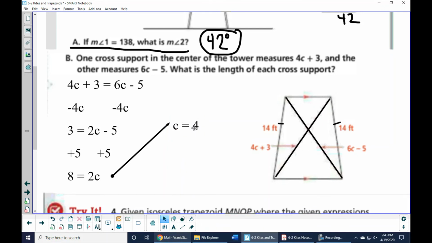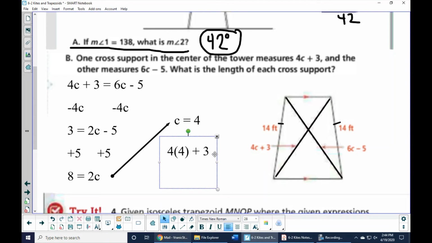Now, does the question ask us what c equals? No, it says what is the length. So what we need to do is plug it in. Now, lucky for us, we know that they're both equal, so we only have to do it once. So let's plug it in here. It's 4 times c. So instead of putting c, we're going to put a 4 here because that's what c equals. C equals 4.